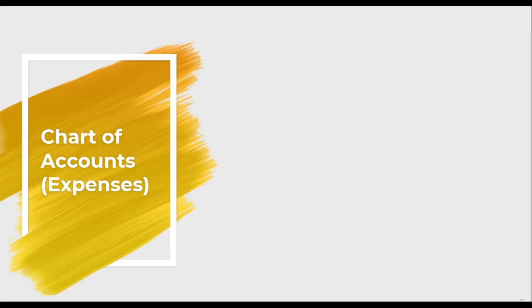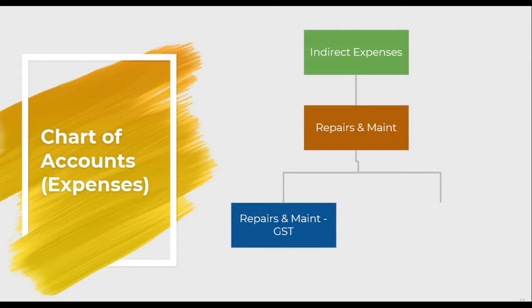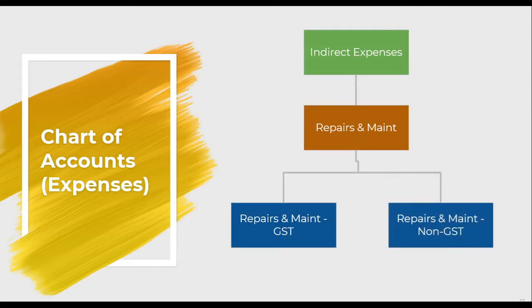Instead of putting everything directly under the indirect expense group, we can create one group for every expense. Like I can create a repairs and maintenance group under indirect expenses. Remember, I am saying group, not the account. Once I have created the repair and maintenance group, I can bifurcate it into two different accounts. One will be repair and maintenance GST and another will be repair and maintenance non-GST. Remember that your group will be shown as repair and maintenance, but in that you will be having two different accounts, repair and maintenance GST and repair and maintenance non-GST.